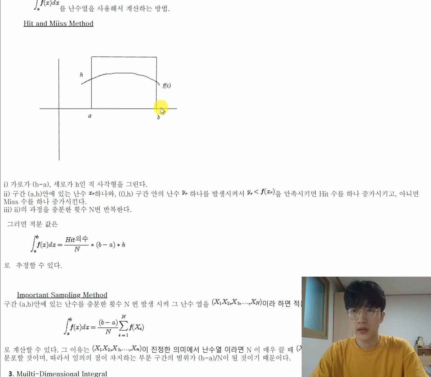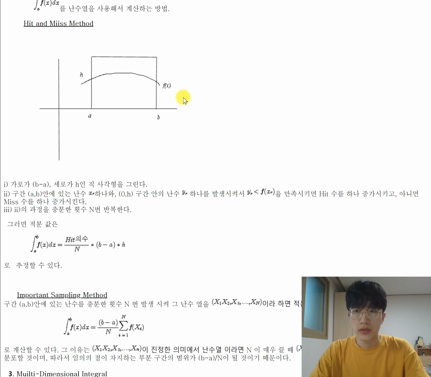Then compute the function with random input. Compare the result with the constraints, and if it satisfies, increase the hit count. So in this case, you run the functions with many random inputs and see if it is below this curve or outside the curve. If it is below, then you increase the hit count.